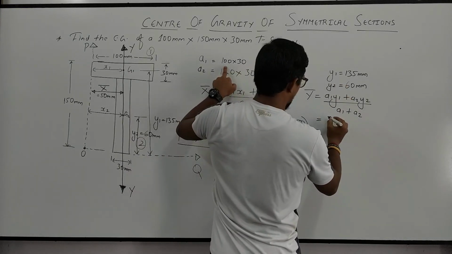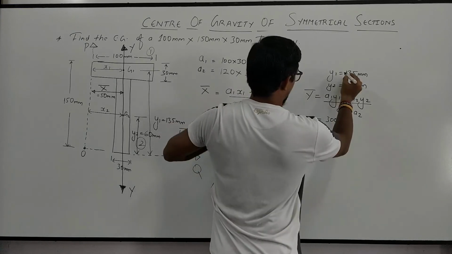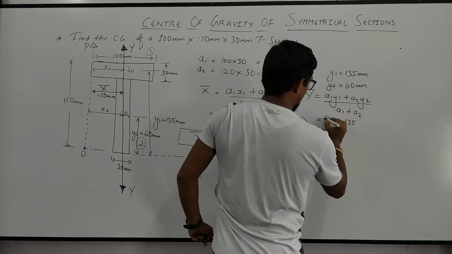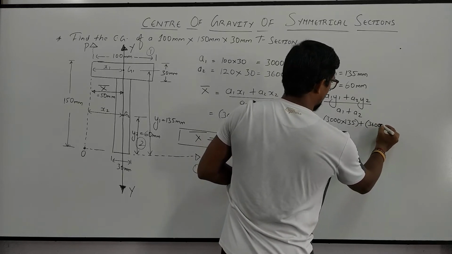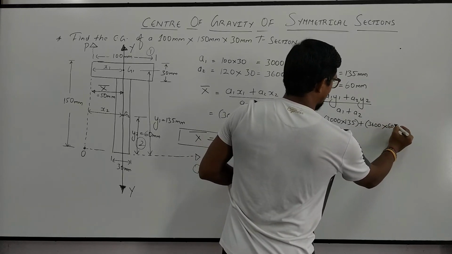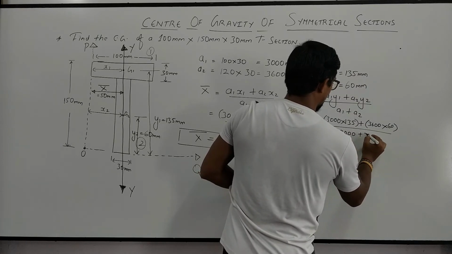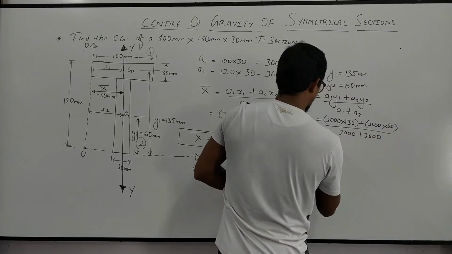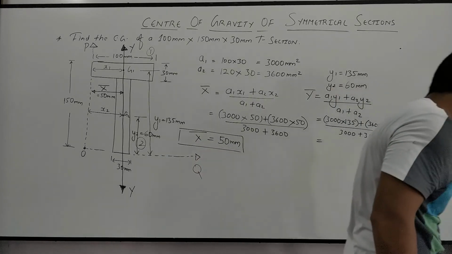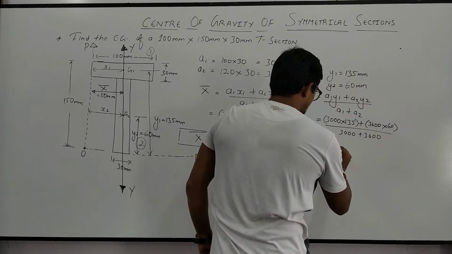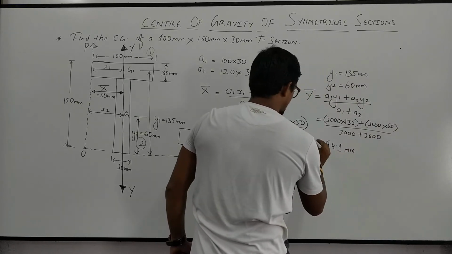So now we can calculate it. A1 we already know, 3000, y1 135, plus 3600, A2, into 60, divided by 3000 plus 3600. So the value is coming out to be 94.1 mm. So this is our y bar.